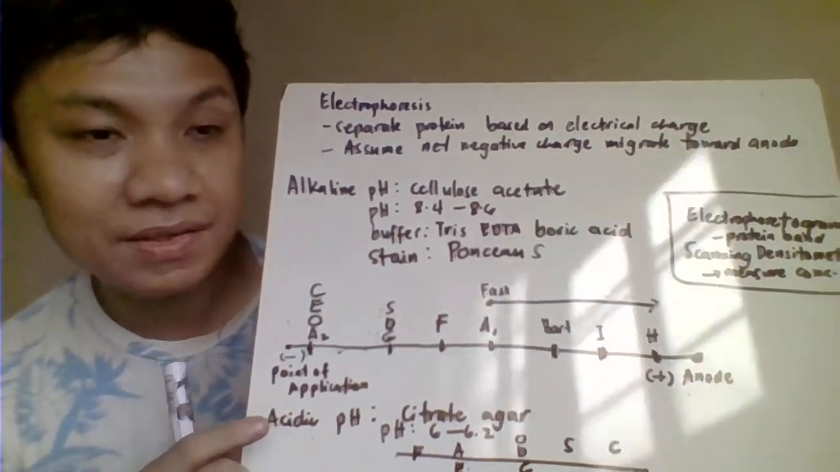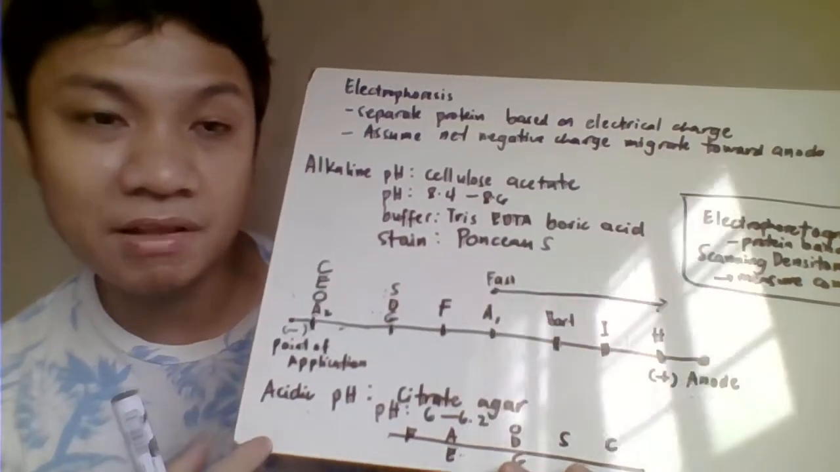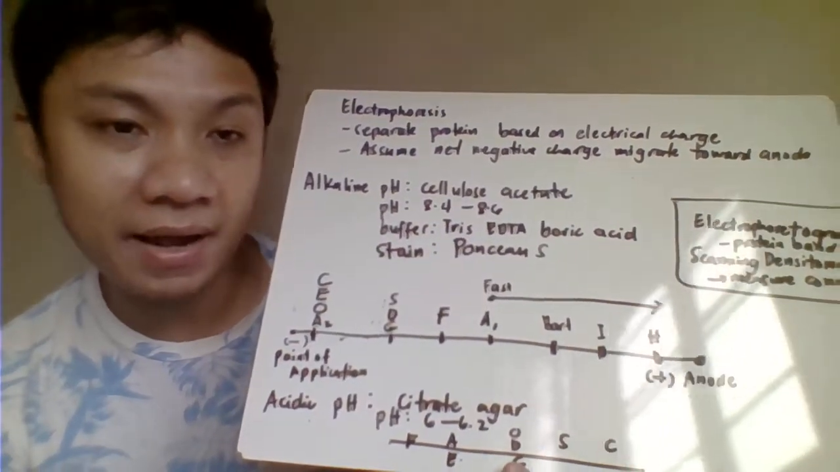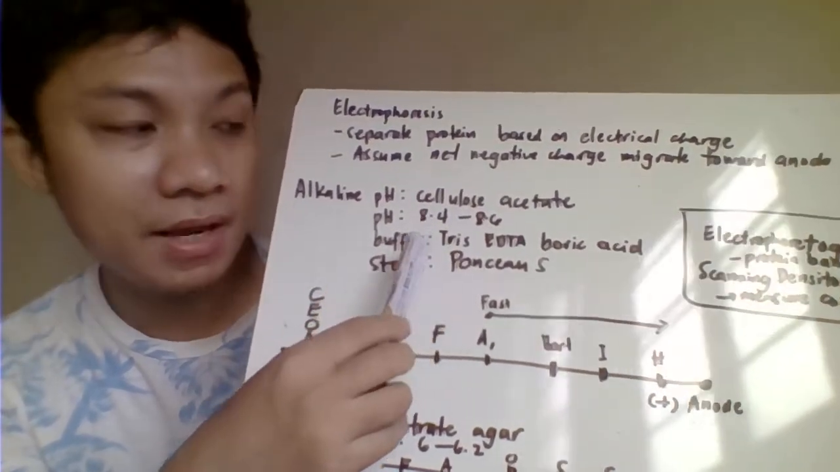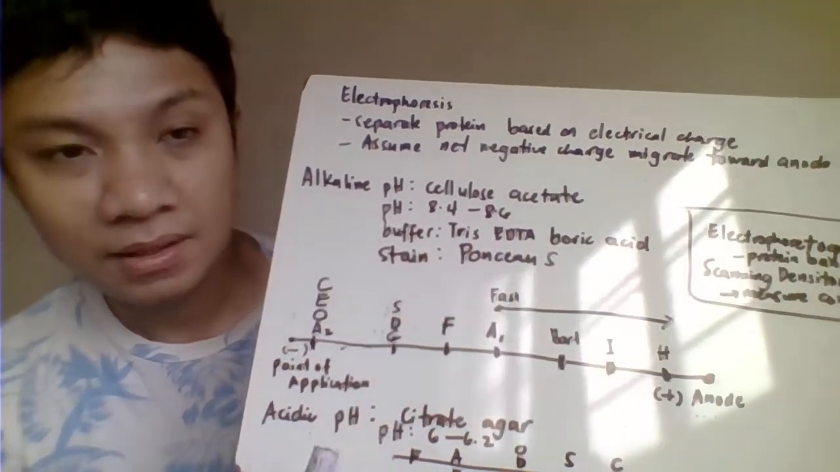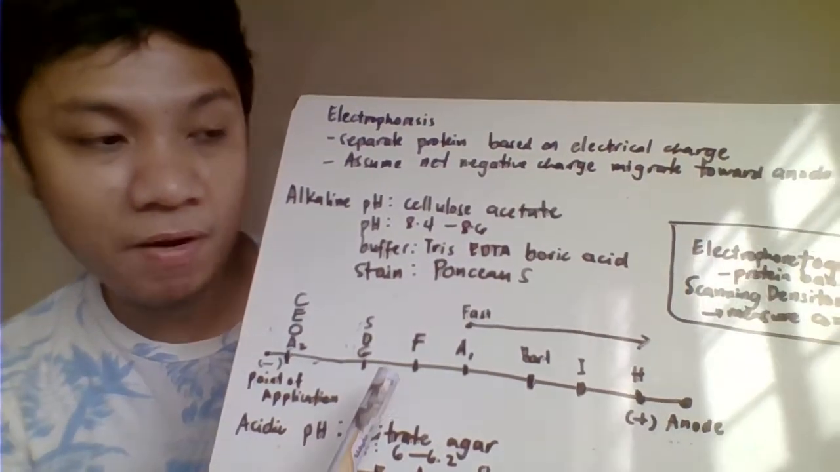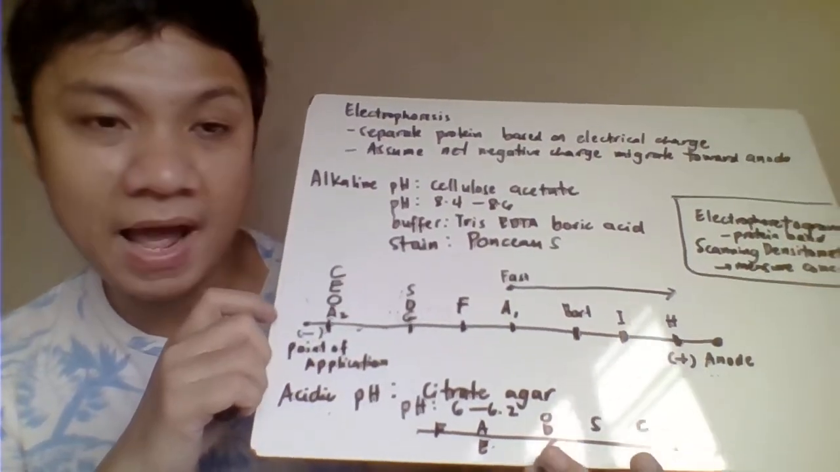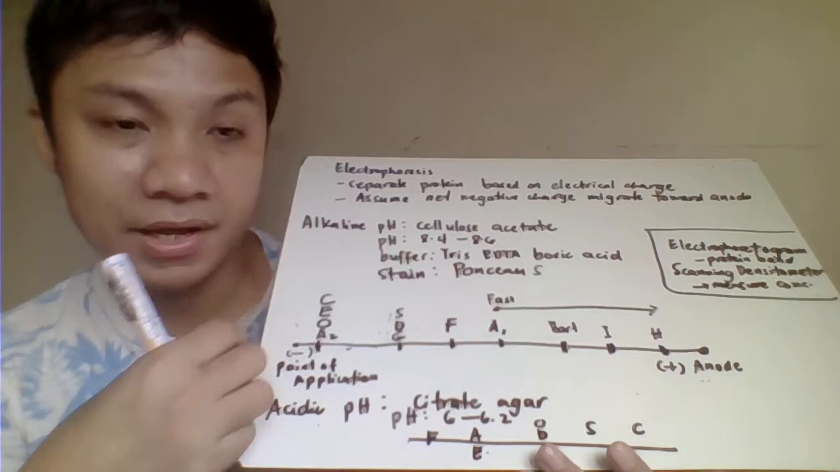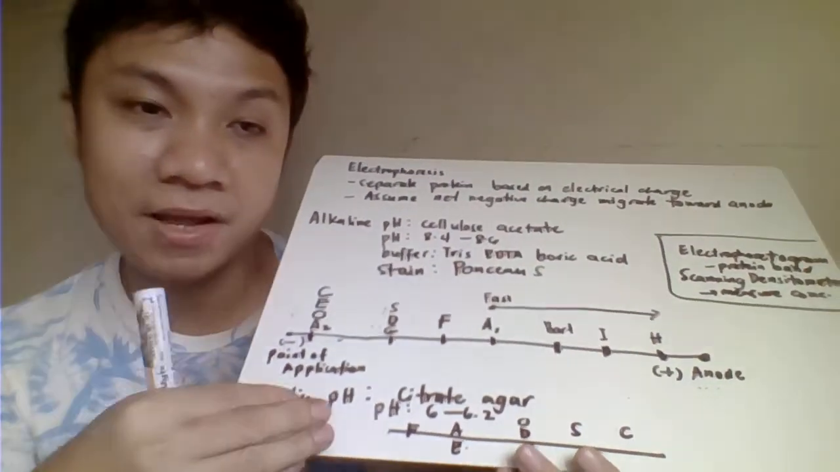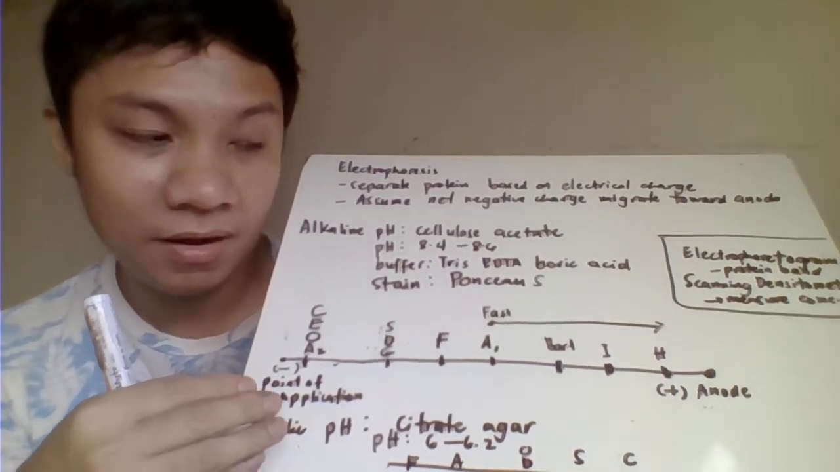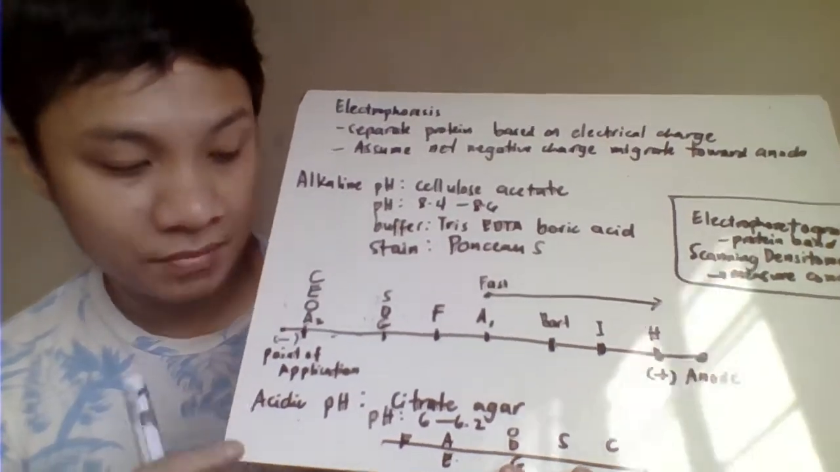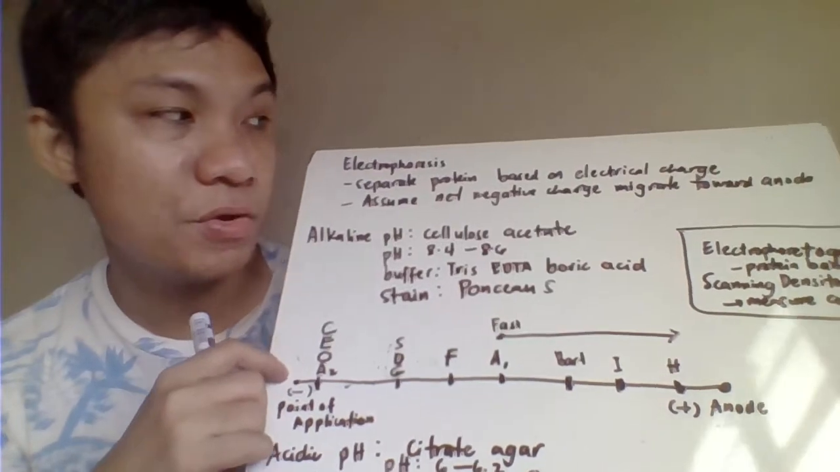When you're doing your electrophoresis, you first subject the sample to an alkaline pH support medium in the form of cellulose acetate agar. Cellulose acetate agar is carried at a pH of 8.4 to 8.6. The buffer for that is Tris-EDTA-boric acid buffer, and the stain is Ponceau S. If you apply your sample here, like your serum sample, you also apply electrical current. Electrical current will allow your protein to migrate according to their electrical charge. When you apply your protein here, they assume a net negative charge.